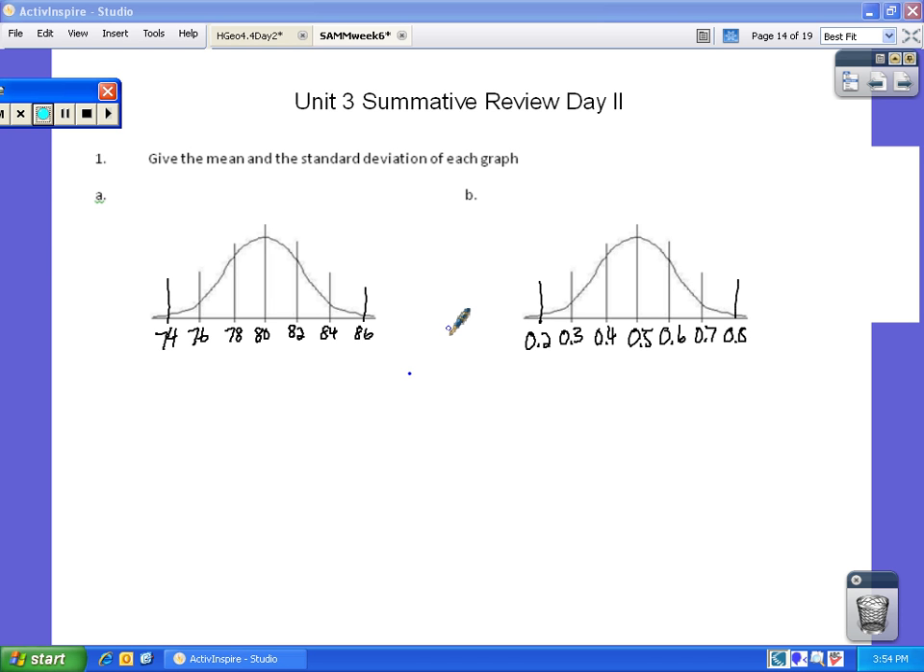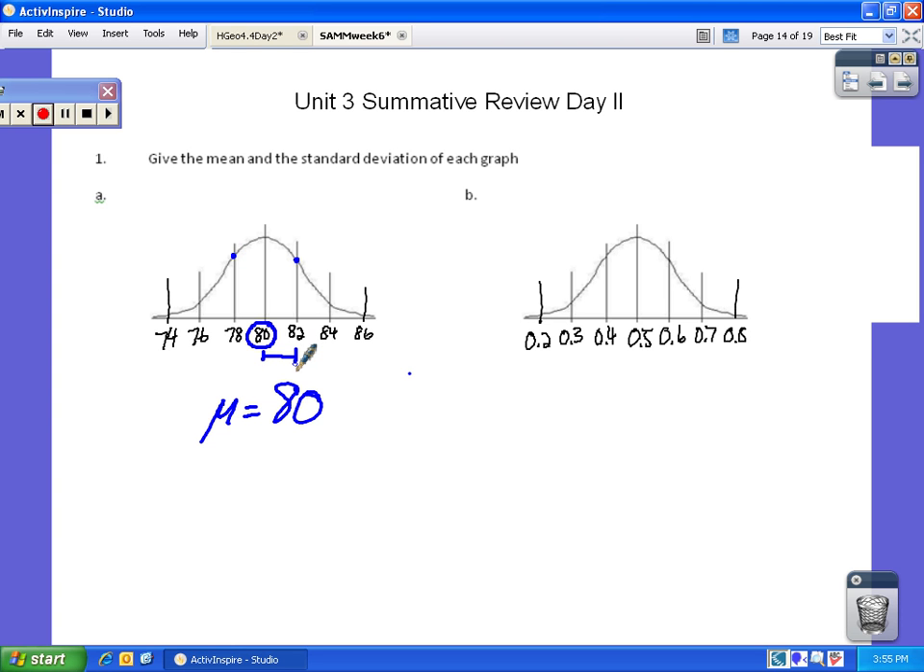For the first two graphs, it asks to give the mean and the standard deviation of each graph. Remember, the mean is going to be right in the middle. So my mean is 80. The standard deviation is going to occur at the first inflection point. Since it is 2 units away, my standard deviation is 2.